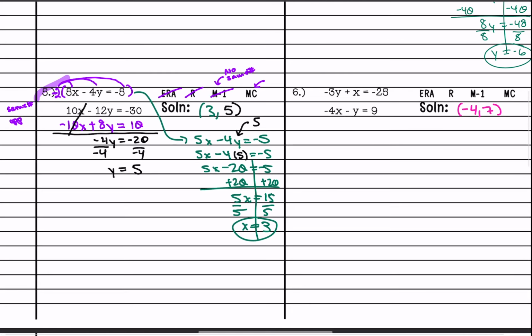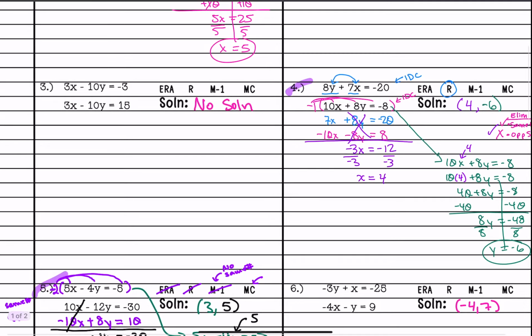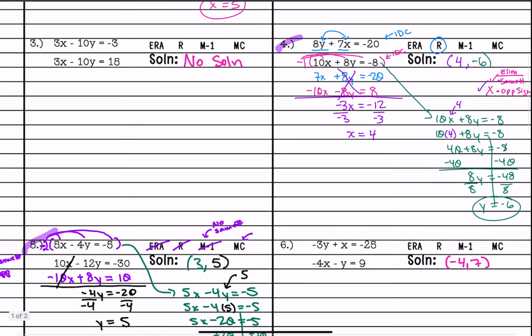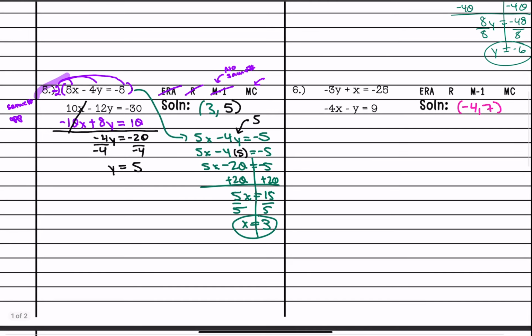So the rest of the problems you're going to do on your own. These are the major 3 where you can eliminate right away, rearrange, and maybe multiply by a -1. And then this one where you do have to multiply by a number to make the coefficients match.